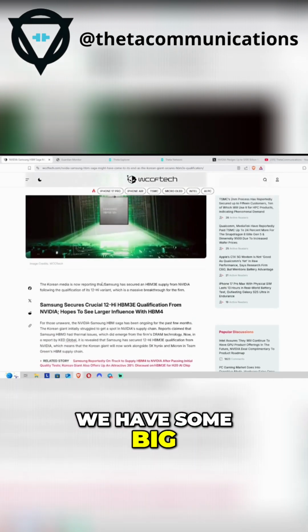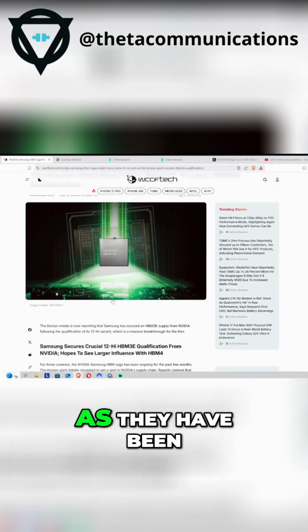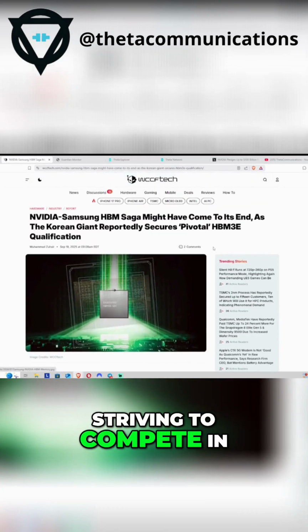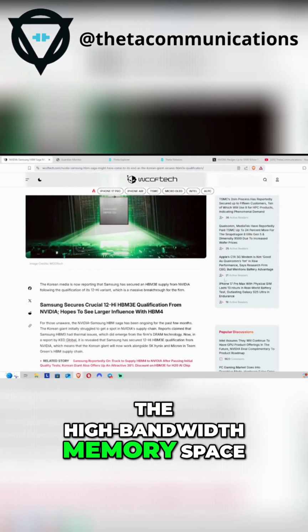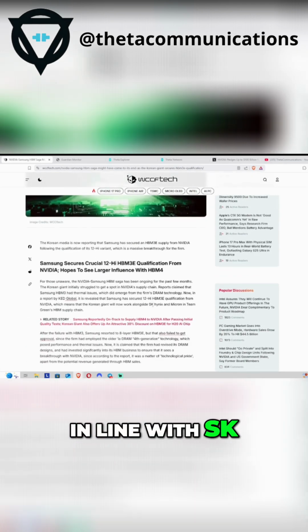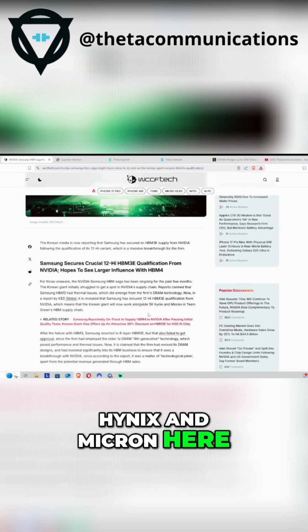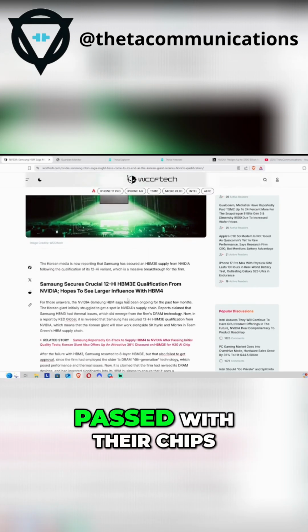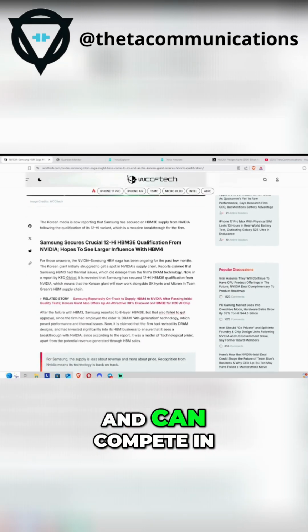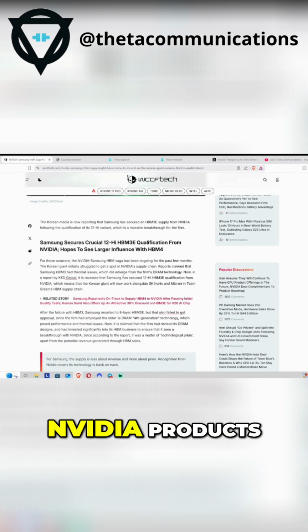We have some big news for Samsung, as they have been striving to compete in the high bandwidth memory space in line with SK Hynix and Micron here. And they have now passed with their chips and can compete in the supply chain for NVIDIA products.